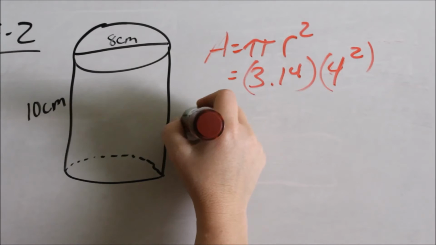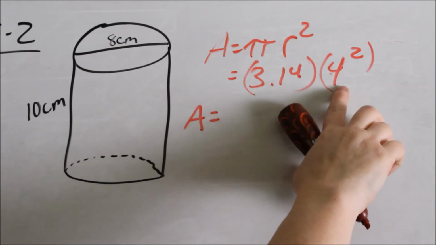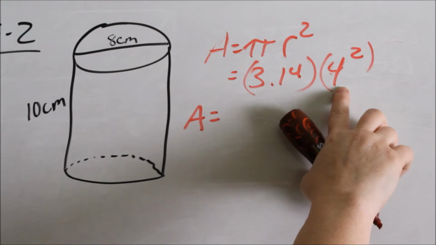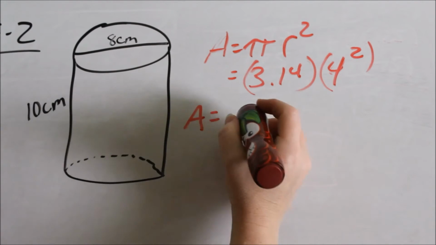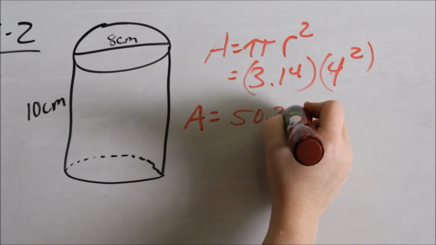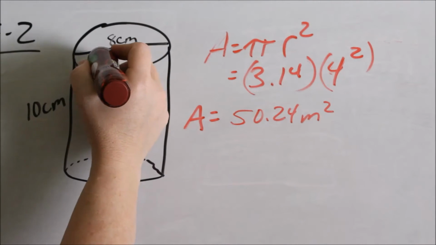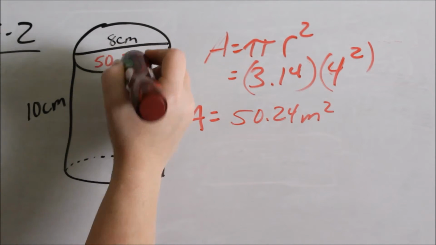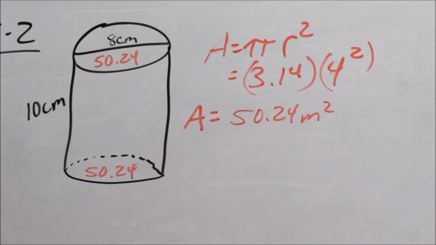We need to square it. Order of operations says to do your exponents first. 4 squared is 16. Don't do 4 times 2. 4 squared is 16. And then 16 times 3.14 is 50.24. Okay, so that is the area of my circle. So I've got 50.24 up here, and I've got 50.24 for the bottom of my circle.